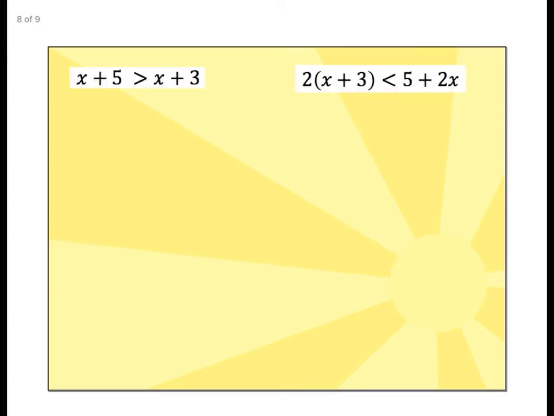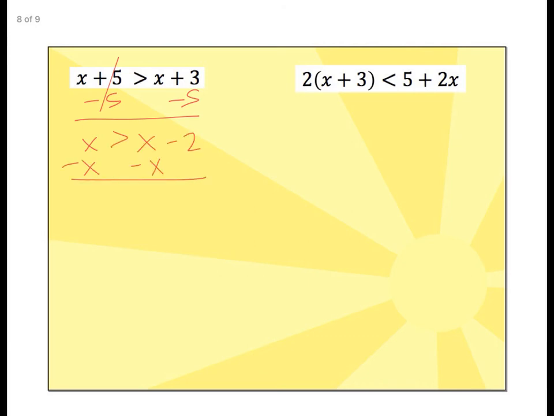So let's do the left one. It says x plus 5 is greater than x plus 3. So here I'm going to start by combining my numbers. So I'm going to subtract 5. So remember, I'm still starting it the same way. So I have x is greater than x minus 2.